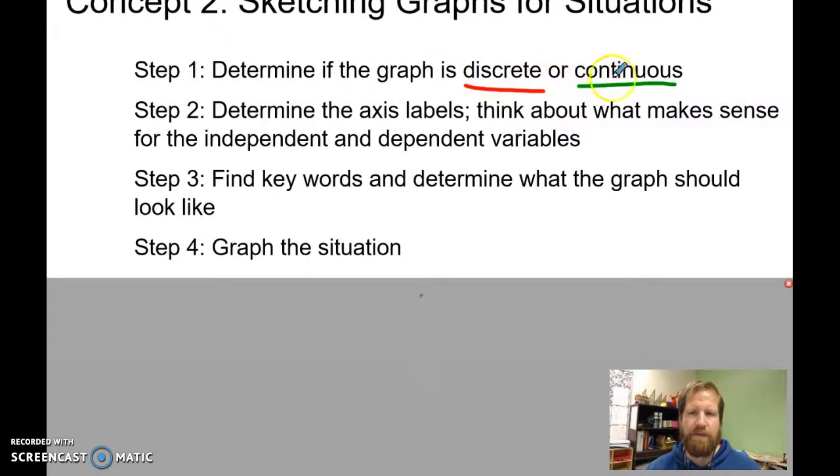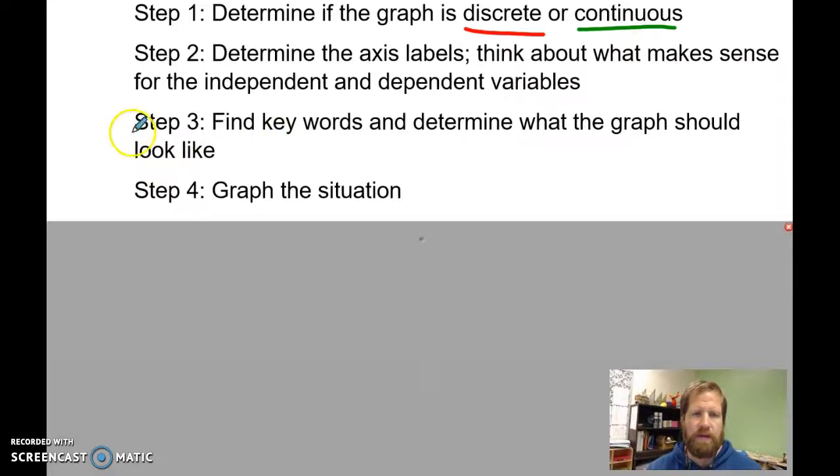After we figure that out, we're going to look at assigning axis labels. Remember, the independent variable is going to be your x-axis, your horizontal axis, and the dependent variable is going to be your vertical axis. If we have time, it is almost always going to be your independent value, your x-axis.